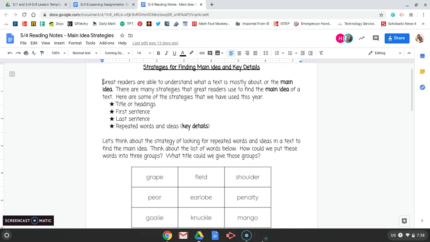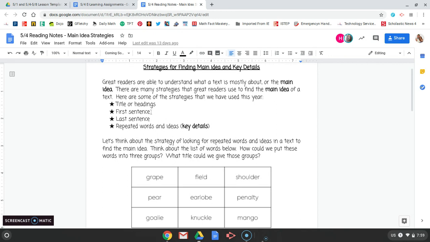It says, great readers are able to understand what a text is mostly about, or the main idea. There are many strategies that great readers use to find the main idea of a text. Here are some of the strategies that we have used this year. So we've talked about looking at the title of a text and how that usually gives us clues. And if it's a nonfiction text, there might be headings that we can look at because the title and headings usually give you a clue to what the whole text or whole section is about.